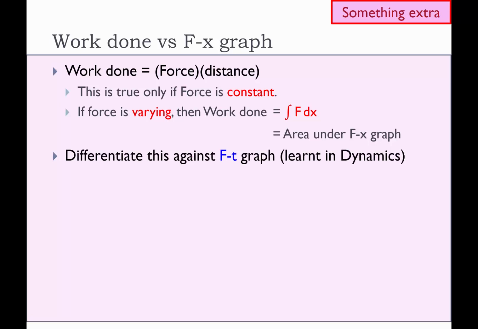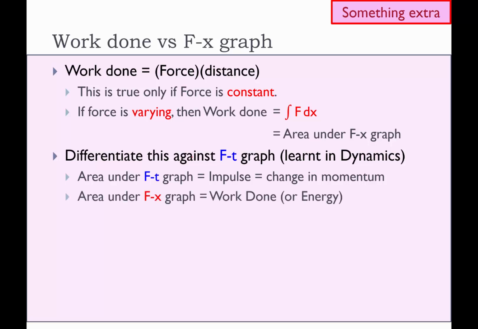It will do you good to differentiate this against the FT graph, something that you have learned in dynamics, because at the end of the day, for H2 physics, you'll be learning many types of graphs, and it pays to take time to differentiate the graphs, consolidate them, and understand them in the right way. The area under an FT graph is impulse, or in other words, the change in momentum. The area under an Fx graph is work done, or you can also refer to it as energy, because work done and energy are basically the same type of quantity.